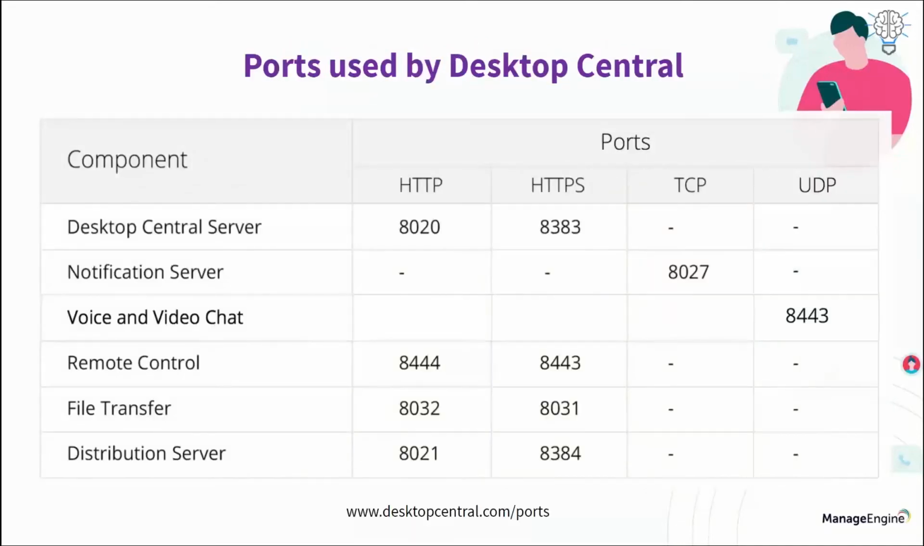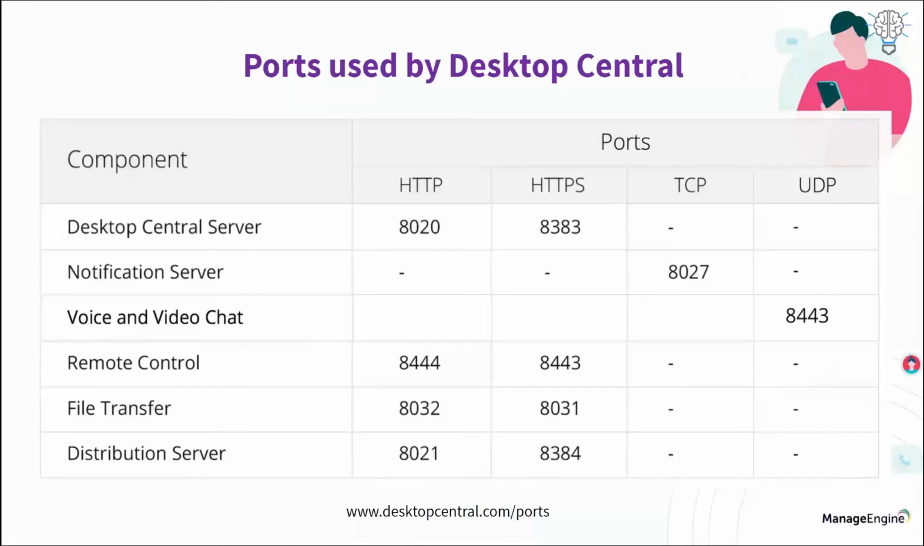Now, these are the ports that are used by Desktop Central. Desktop Central runs primarily on two ports, 8383, which is HTTPS, or 8020, which is HTTP. All the agents talk to the server using this port. There is another port, 8027, which is TCP. This is used for the notification server.